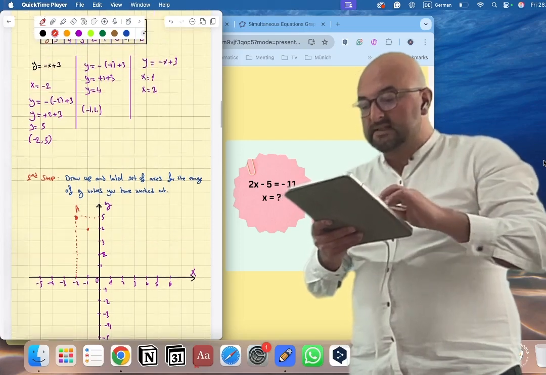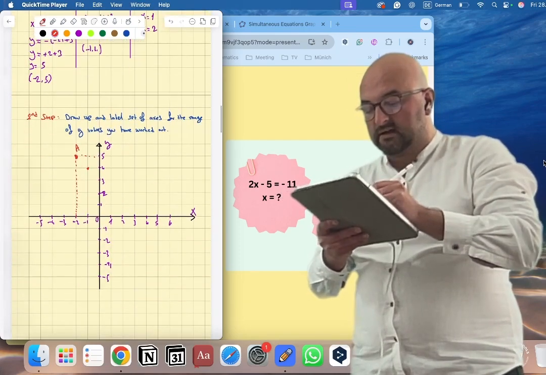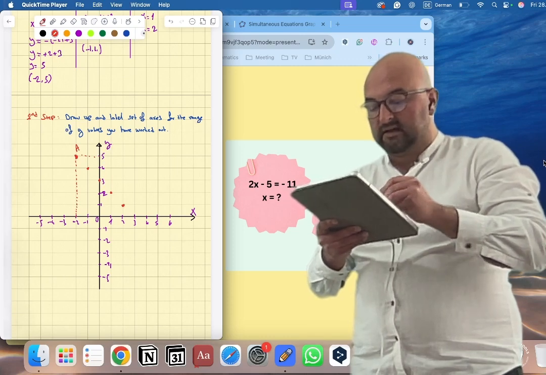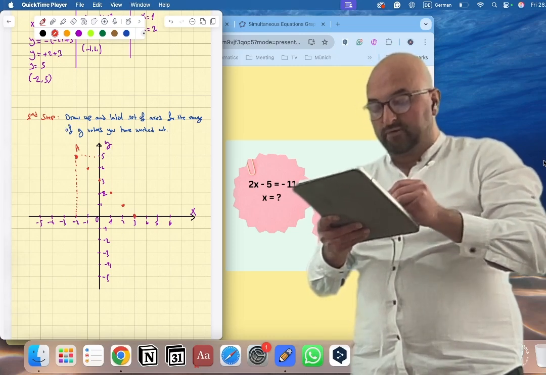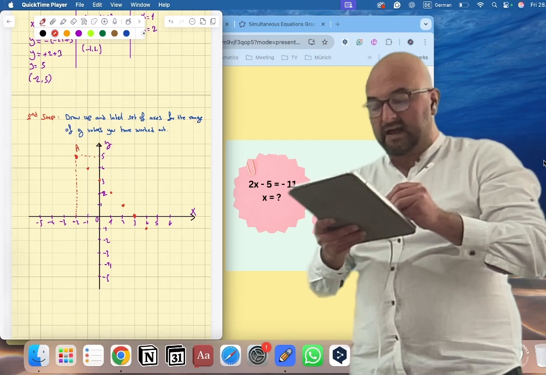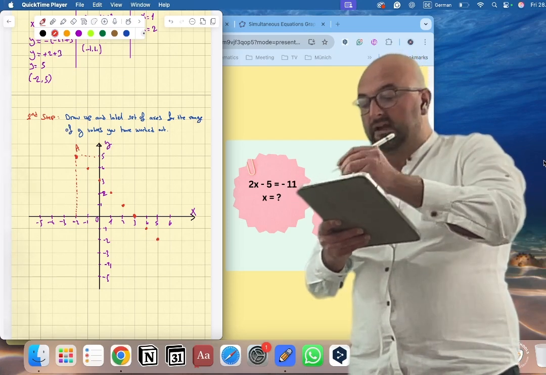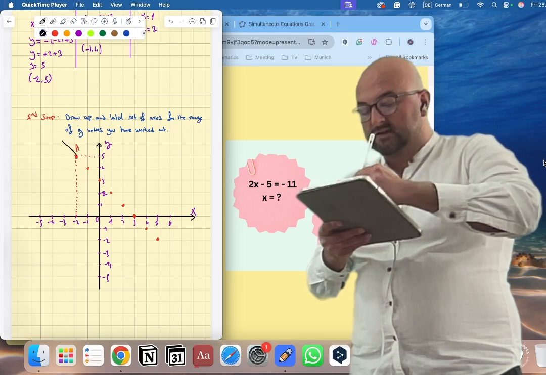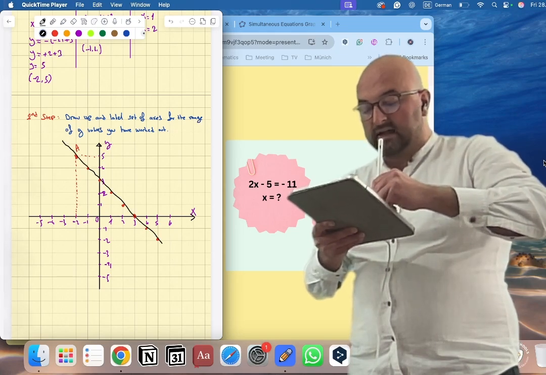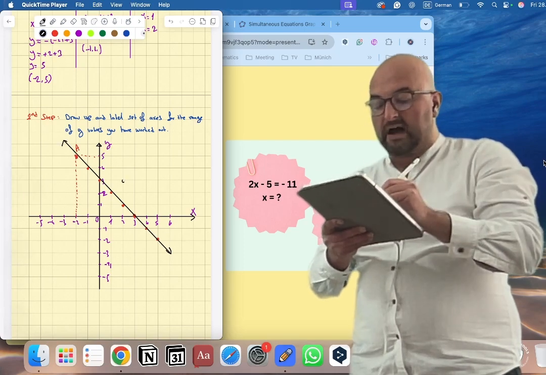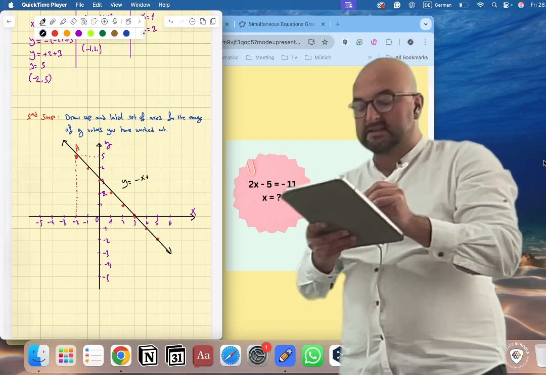The other points are (0, 3), (1, 2), (2, 1), (3, 0), (4, -1), and (5, -2). And then when you join these points with a straight line, you get the line y equals -x plus 3.